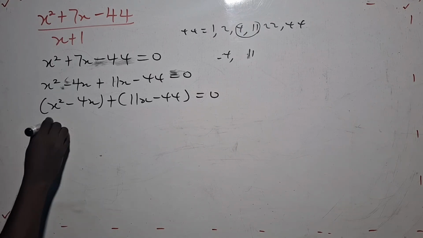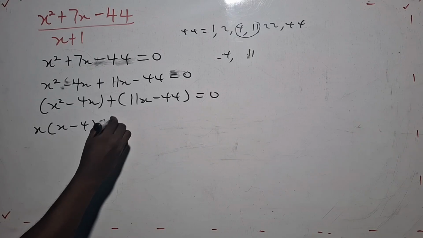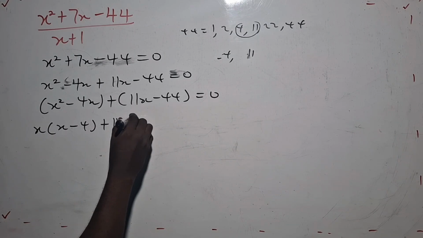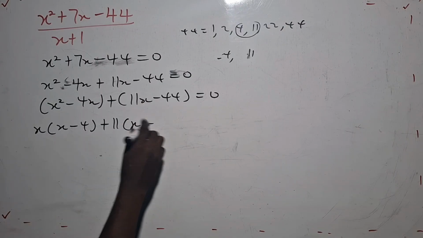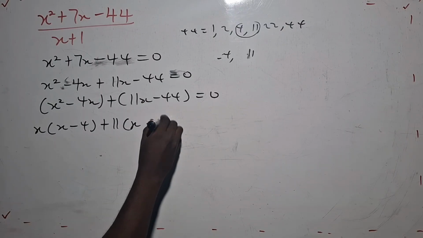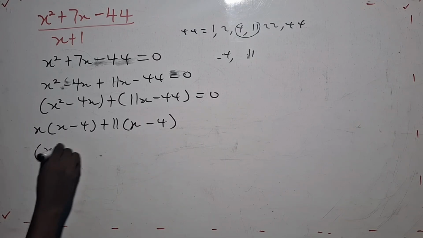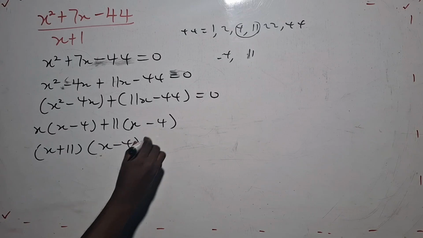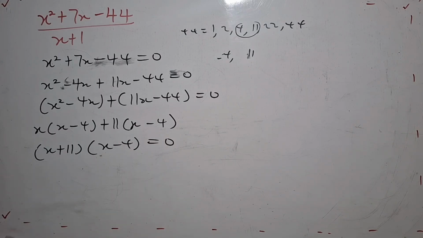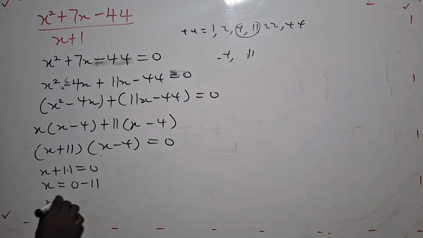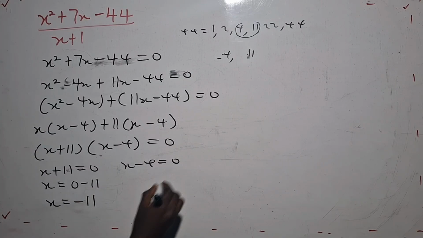The common term here is x, so I have x(x minus 4) plus 11(x minus 4). The common term for the numbers is 11: 11 goes into 44 4 times, so I've gotten the same thing as well. So I'll pick x plus 11, then x minus 4, all equal to 0. Now I'm going to find each value. x plus 11 is equal to 0, so x will be equal to 0 minus 11. Then I'll get x equal to negative 11. Then I have x minus 4 is equal to 0.